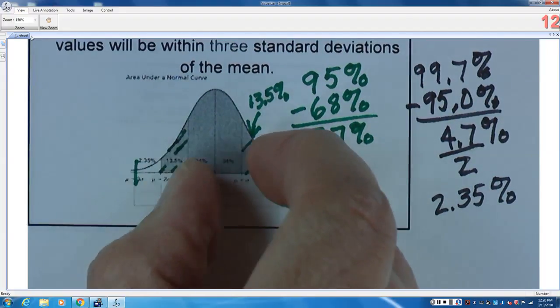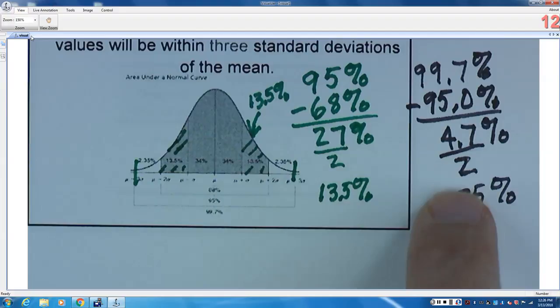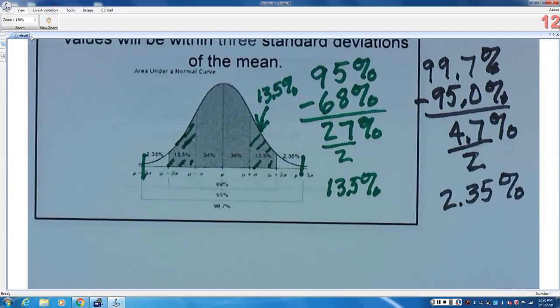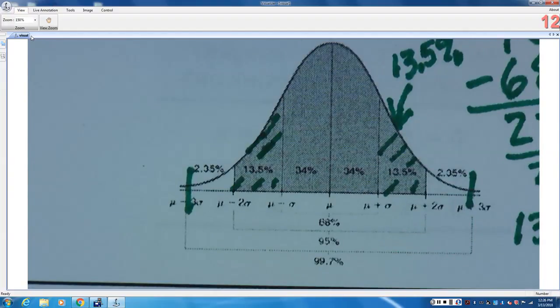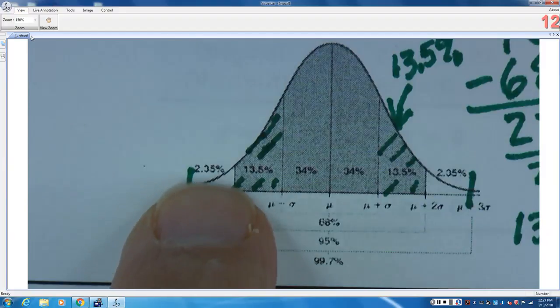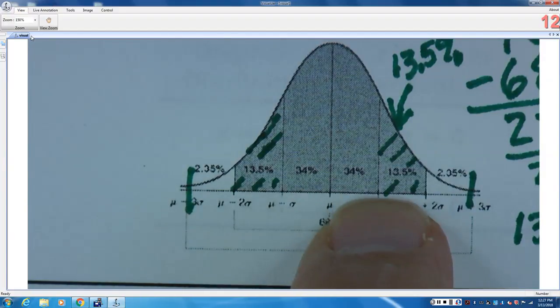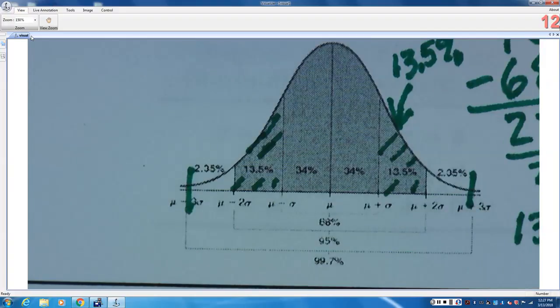99.7 minus 95 gives you 4.7. Divide that by 2, you get 2.35%. And if you take the 68%, divide it by 2, you get 34%. So if I make that a little bigger, you can see this little area has 2.35%, 13.5, 34, 34. And so you can use that to make sure your answers are making sense. That's all from the empirical rule.